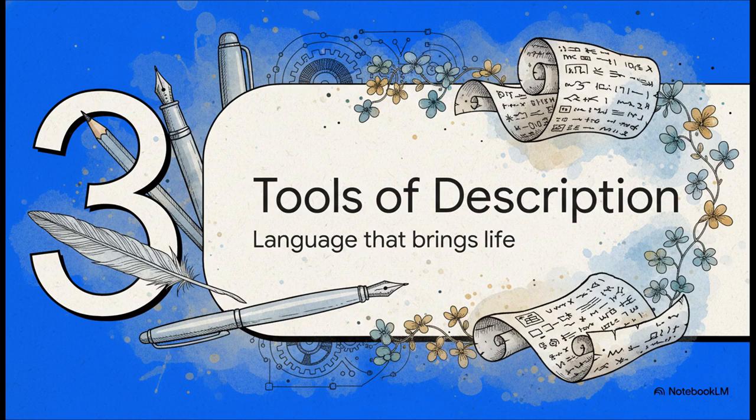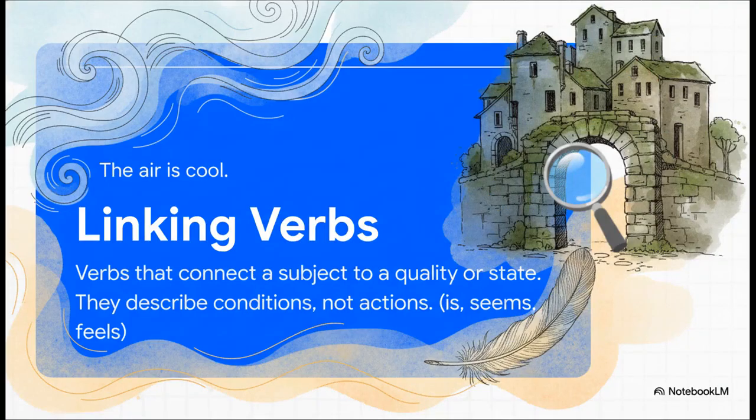All right, so we've got the blueprint. Awesome. But any great builder also needs the right set of tools. It's one thing to have a structure, but you need the right kind of language to really fill it in and bring that whole thing to life. First up, we've got linking verbs. Now, these are kind of the unsung heroes of description. Instead of showing action, like run or build, they simply connect a subject to its state of being. The air is cool. The village seems ancient. They're the essential glue that establishes the whole scene.